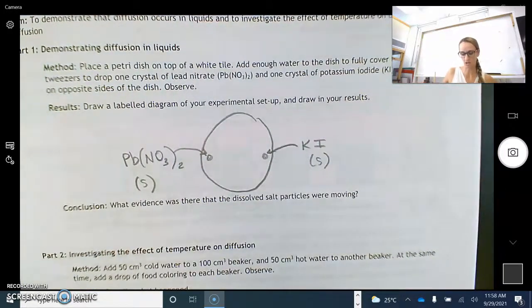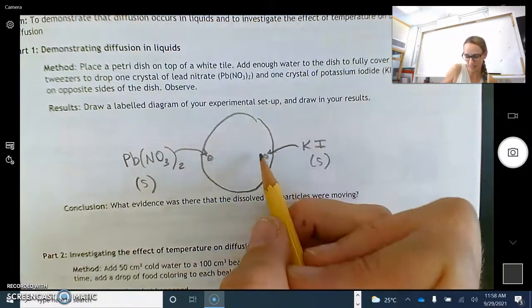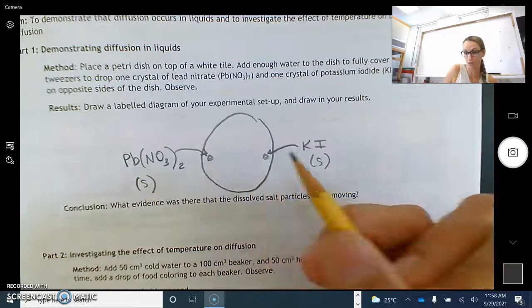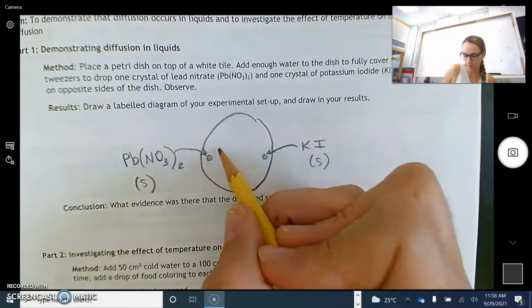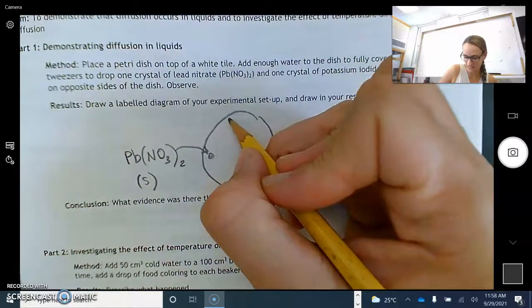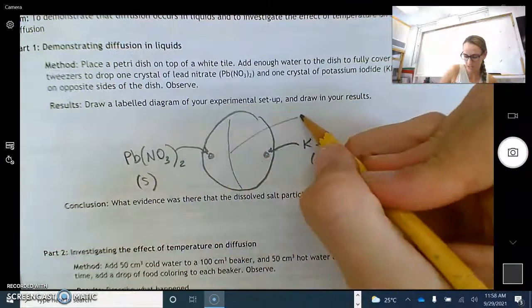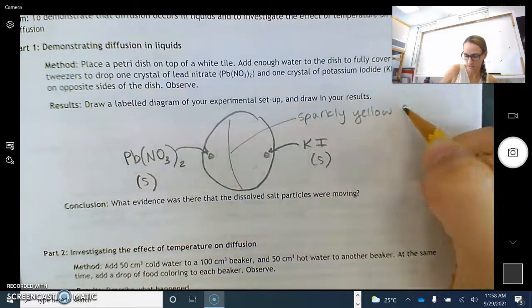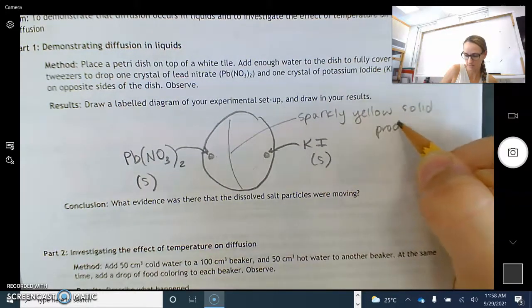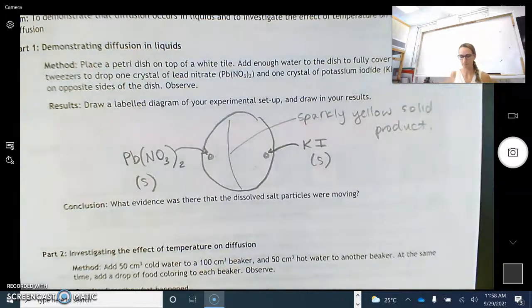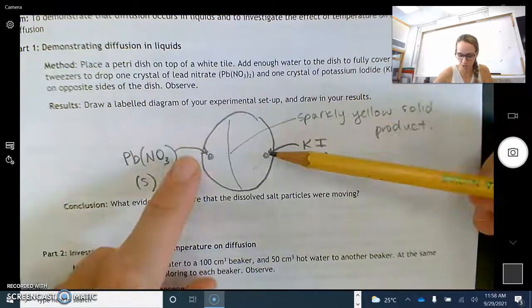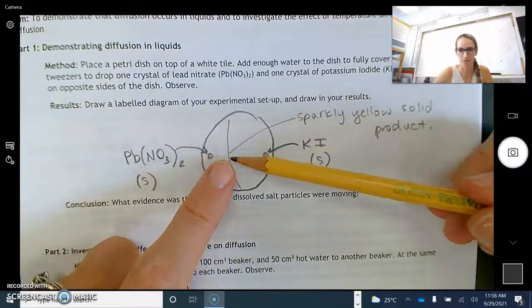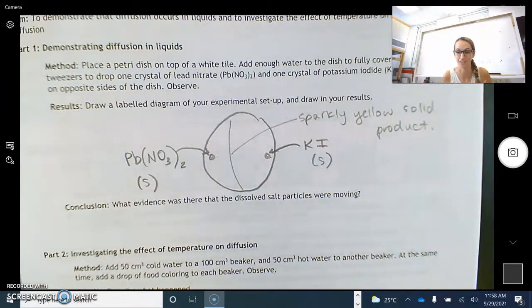So first they had to dissolve. And then once they dissolved, they creep their way, or diffuse, through the water. And you get this lovely, sparkly yellow solid product. Okay. It's so cool because you put them over here, they travel and meet in the middle and they react, and I love it because lead iodide is just a beautiful substance. Very toxic, very dangerous, but it's a shiny yellow crystal.